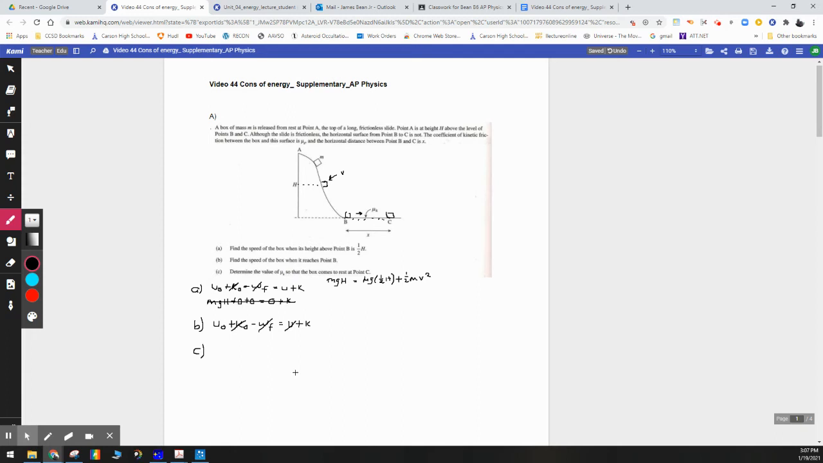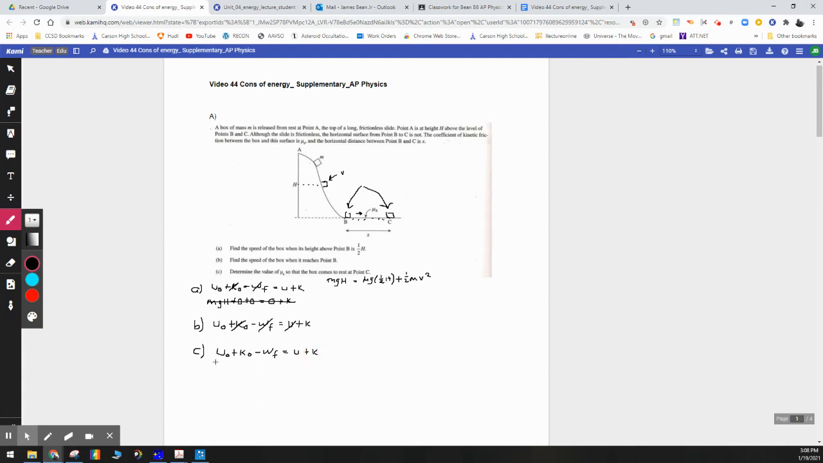Basically we can look at the problem from here to here. Now we can do several things. We can do conservation of energy, or we can also use the work energy theorem. Actually, we can go ahead and use conservation of energy. So here's initial potential energy plus any initial kinetic energy, minus any work done by friction, is going to equal the final potential energy plus kinetic energy.